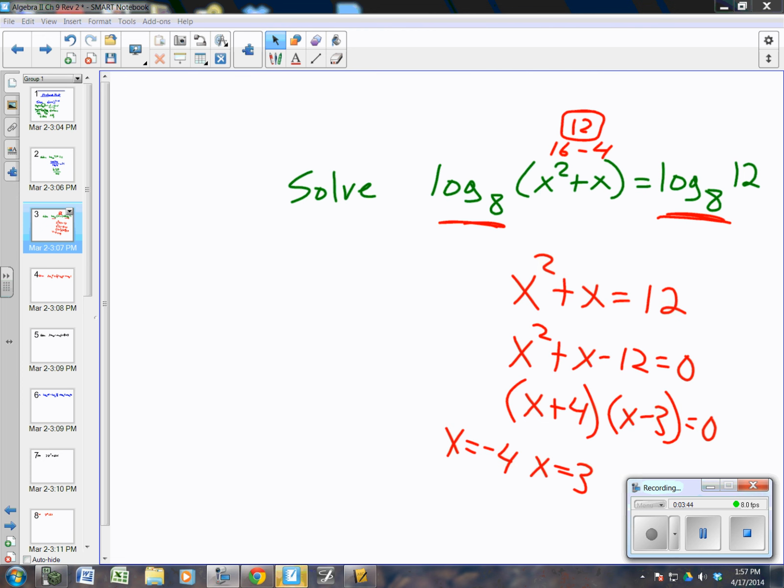Now, you should always check your numbers to make sure it does work. Even a positive number sometimes won't work if your expression up here gives you a negative number once you put it in. So you got to check them.